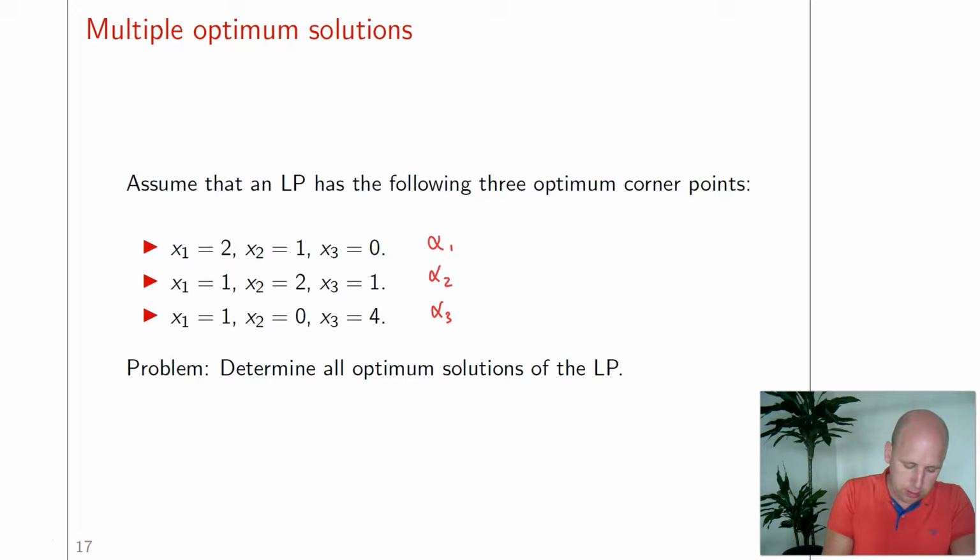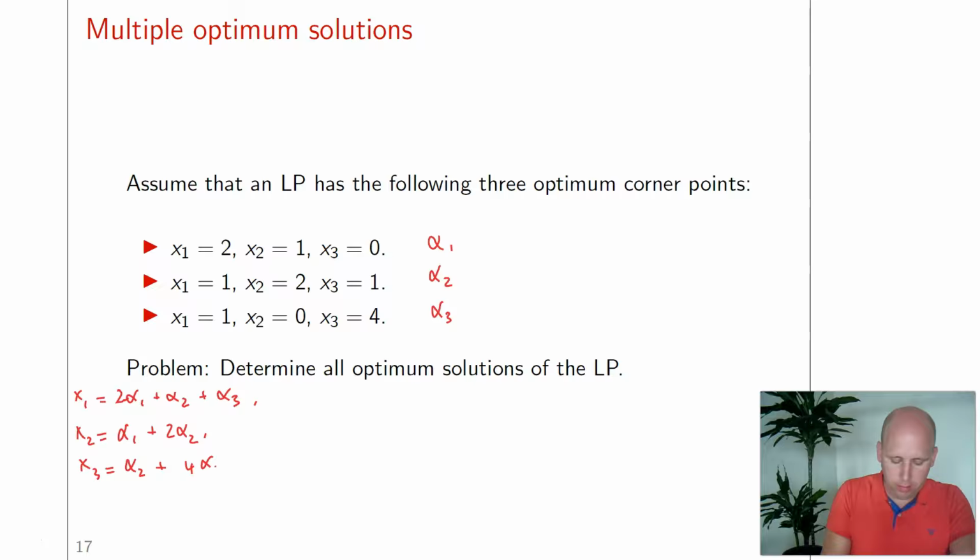So what we then get is that x1, so we have 2 times alpha 1 plus alpha 2 plus alpha 3. We get x2, and then you again have that the first solution is multiplied by alpha 1, the second one is multiplied by alpha 2, and the third one is multiplied by alpha 3. And x3 will be alpha 2 plus 4 times alpha 3.